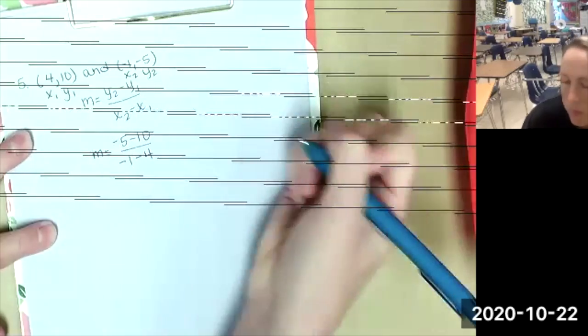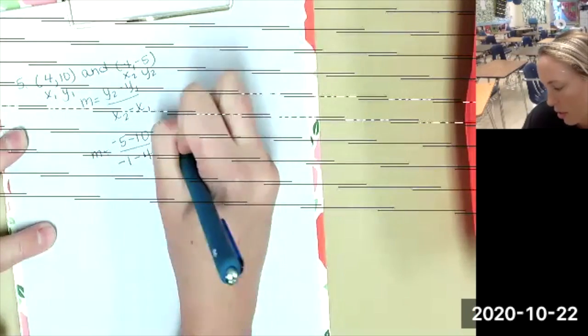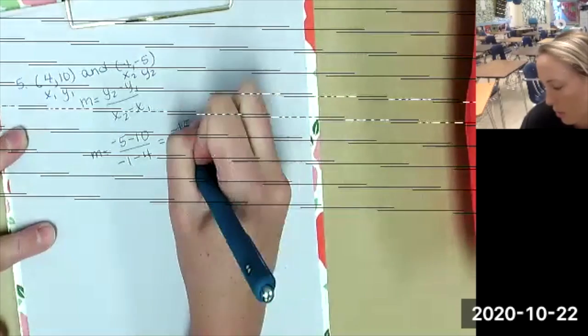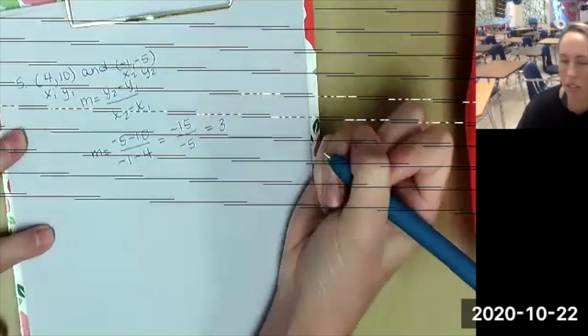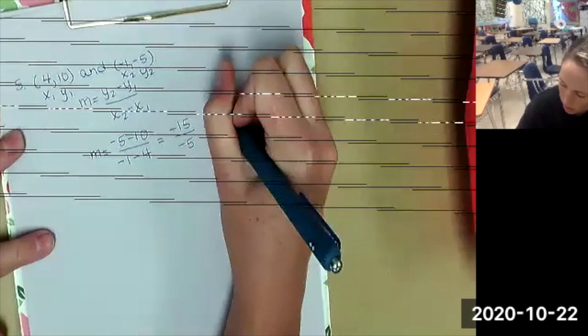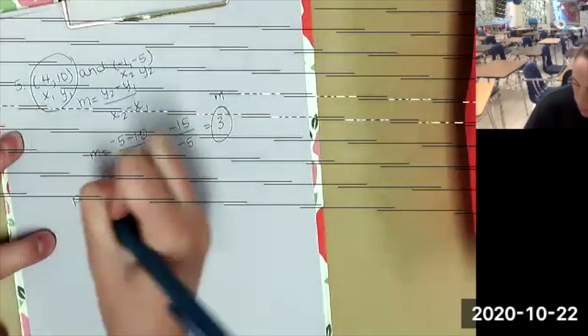So we've got m equals -5 minus 10 over -1 minus 4. -5 minus 10 is -15. And that's over -1 minus 4 is -5. That simplifies to 3. So that's our m. And we have our point. So now let's put it into point slope.